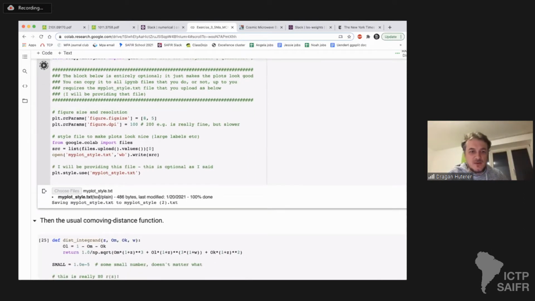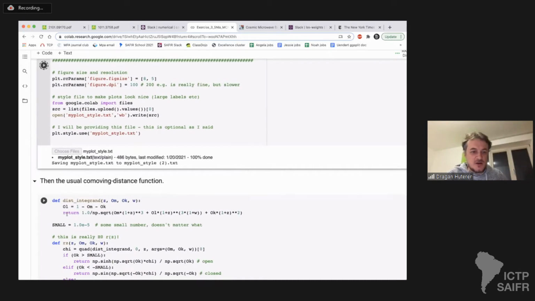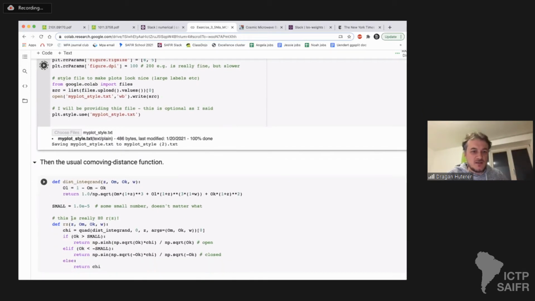And while it's doing that, let me see here. Then I'm just going to have the distance formula. Distance here, distance integrand, 1 over E of z, and then I'm going to have RZ. And notice here, RZ is actually distance times H naught, because I don't have 1 over H naught. So this function, I should have called it better. I should have called it H naught underscore R or something.